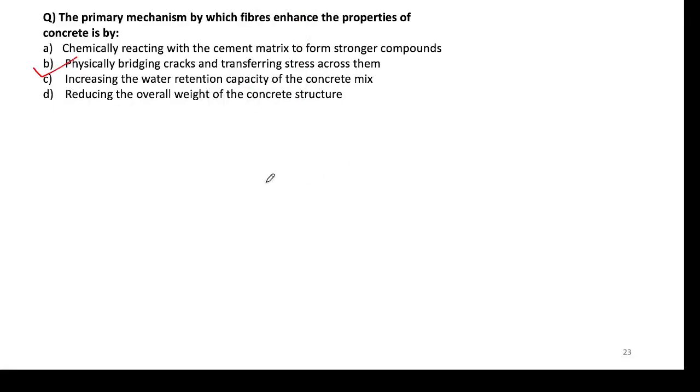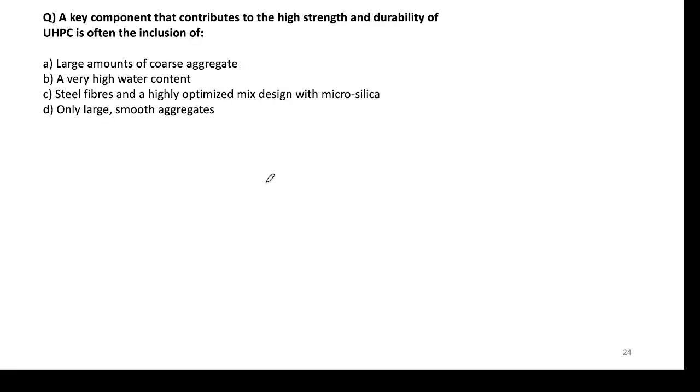Okay, the next question is on the key component. Just now we have seen the properties of fiber reinforced concrete and how it improves the tensile capacity. Now we will see the key component that contributes to the high strength and durability of UHPC, which is often the inclusion of what. First, to clarify what UHPC is: it is ultra high performance concrete, where the performance is very high, at an ultra level.